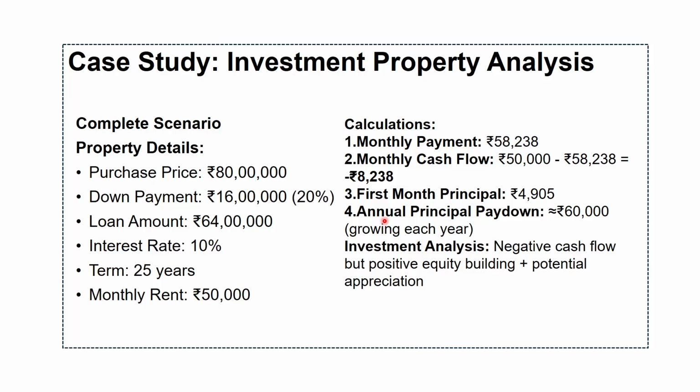So, earlier we discussed and compared rental cost. Here we are trying to quantify the investment return, and we can see that annual principal pay down is 60,000, growing each year.